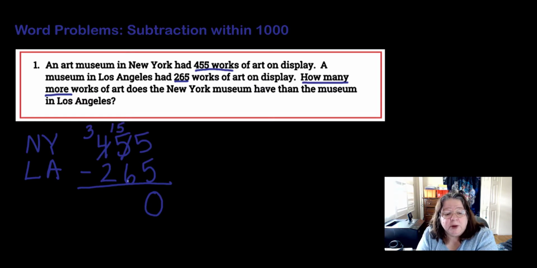And we can now do our subtraction. Our value is the same. 3 hundreds plus 15 tens plus 5 ones is still 455. We have not done any magic with our numbers. We've just changed how we're grouping them together. So 15 minus 6. If you know your subtraction facts, you can probably figure it out right away.